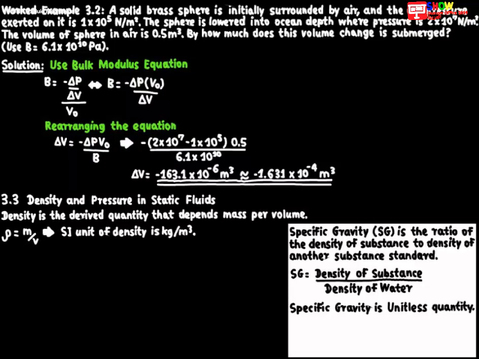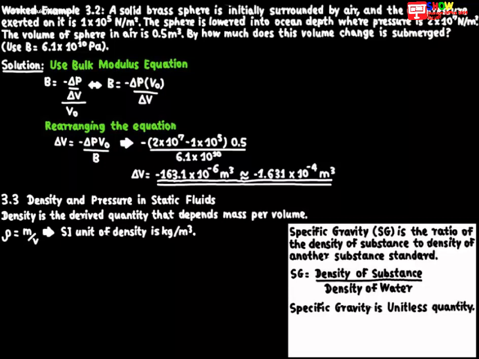Worked example 3.2. A solid brass sphere is initially surrounded by air, and the air pressure exerted on it is 1 times 10 to the power 5 Newton per meter squared. The sphere is lowered into the ocean to a depth where the pressure is 2 times 10 to the power 7 Newton per meter squared. The volume of the sphere in air is 0.5 cubic meter. By how much does this volume change when submerged?